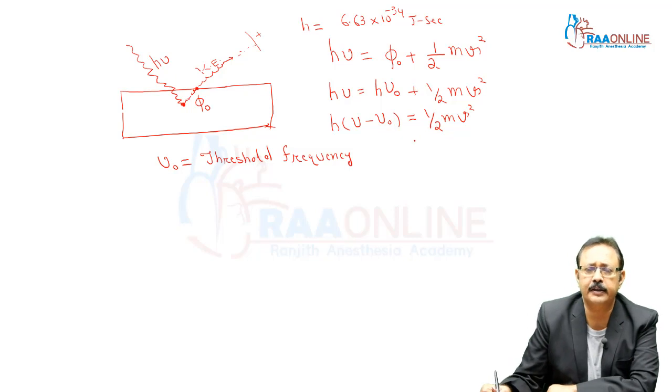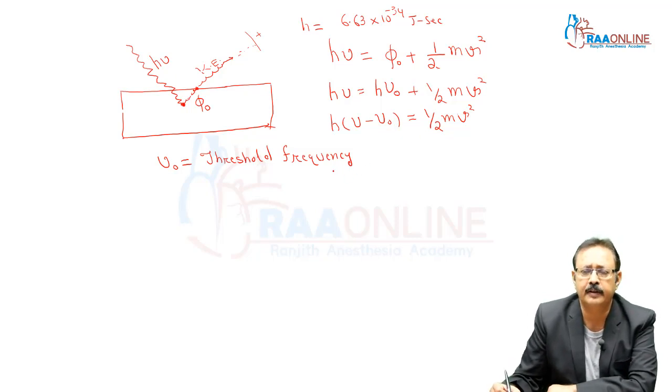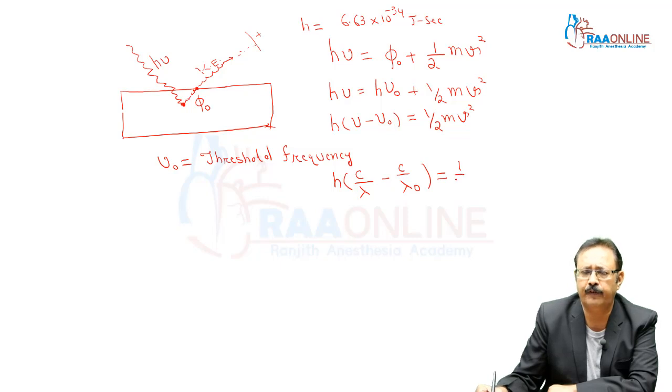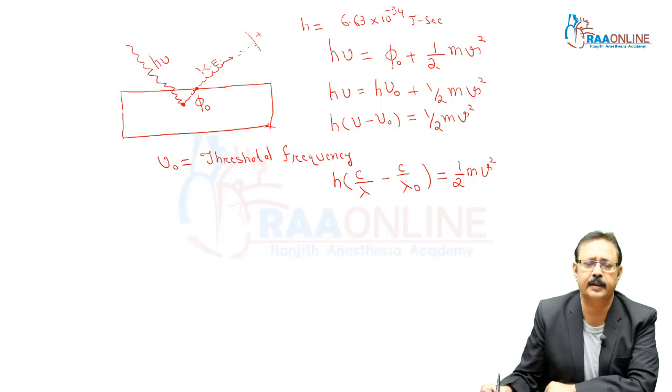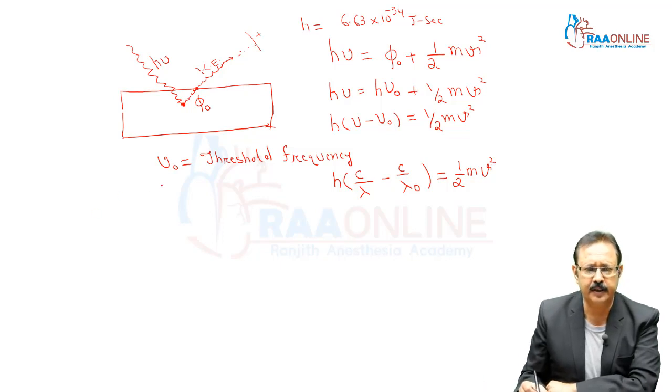But we know that frequency is equal to speed upon wavelength. So we can write it in this form also. Frequency means speed upon wavelength. The wavelength related to threshold frequency is known as threshold wavelength. It is the maximum value of wavelength which can eject electrons from a photosensitive substance. So it is lambda naught, meaning threshold wavelength.